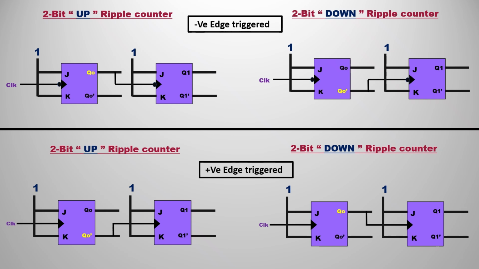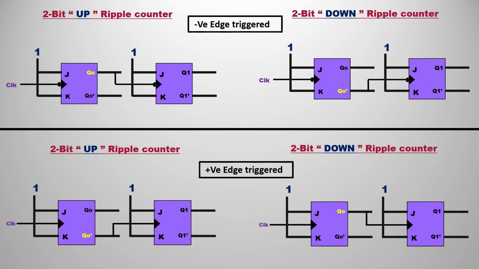In the negative edge triggering, for the up counting, we are passing Q naught as clock to the next one. In the 2-bit down counting, we are passing Q naught bar. Exactly opposite of this will be in the positive edge triggering. For the up counting, we are passing Q naught bar. For the down counting, we are passing Q naught as clock to the next flip flop.